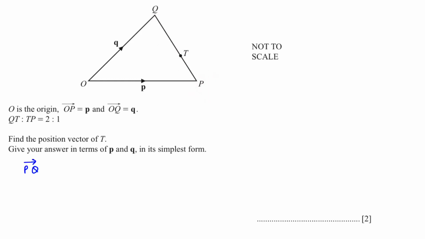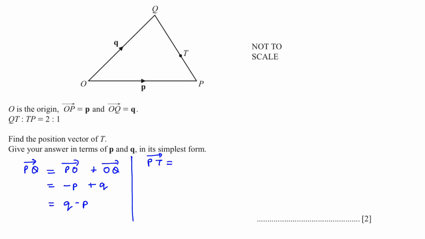So PQ, to go to PQ, we'll do PO plus OQ. And what is PO? Negative P plus Q. Why are we writing this negative? Because our arrow is showing this way. So it's supposed to go this way. It's supposed to be OP, but we are writing PO. That's the reason the P is negative. Let's just arrange it so it's Q minus P.